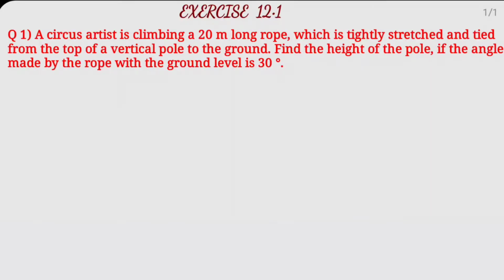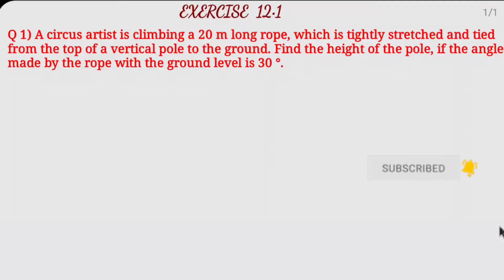Hello fellows, in today's session I am going to start exercise 12.1. Look at the first problem. A circus artist is climbing a 20-meter long rope which is tightly stretched and tied from the top of a vertical pole to the ground. Find the height of the pole if the angle made by the rope with ground level is 30 degrees.